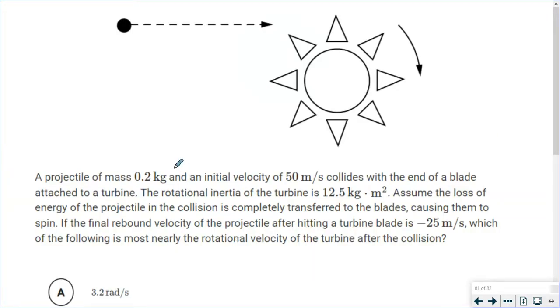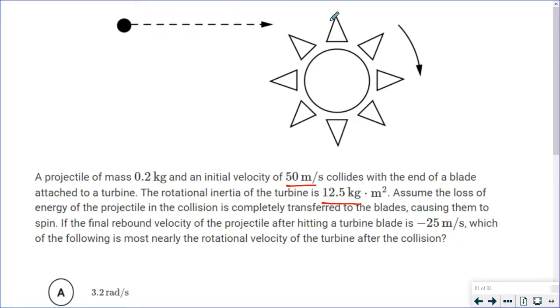Our next one, a projectile of mass 0.2 kilograms is fired at this weird shape here, our sun shape, and its initial velocity is given to us. It collides with the end of the blade. The rotational inertia of the turbine is given to us. Assume the loss of energy. This is probably where those who missed this problem didn't interpret this correctly. Assume the loss of energy of the projectile in the collision is completely transferred to the blade.